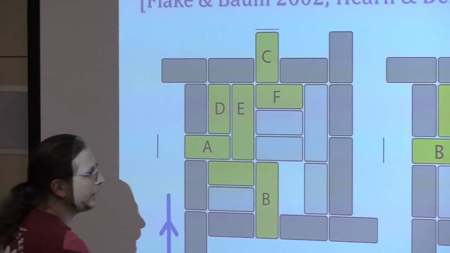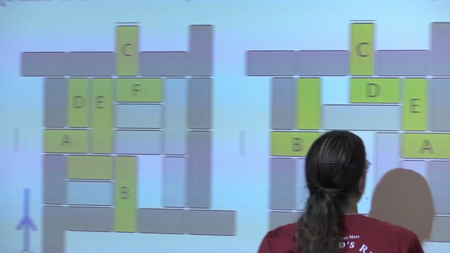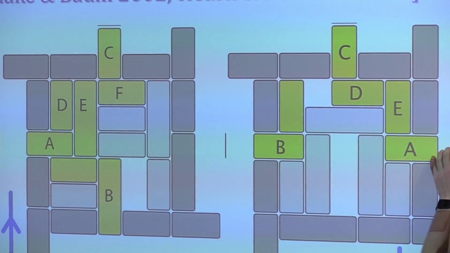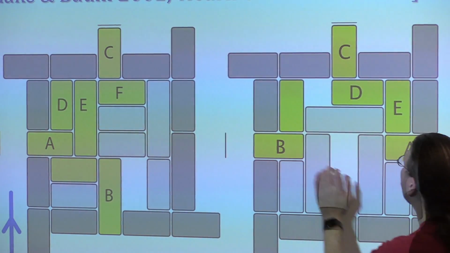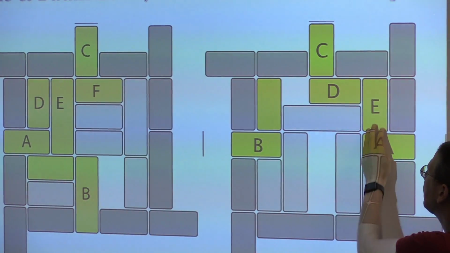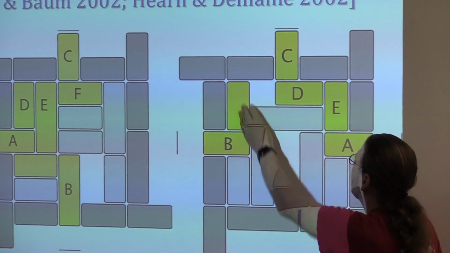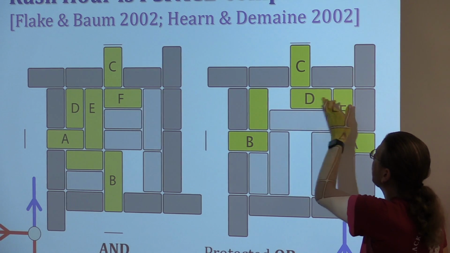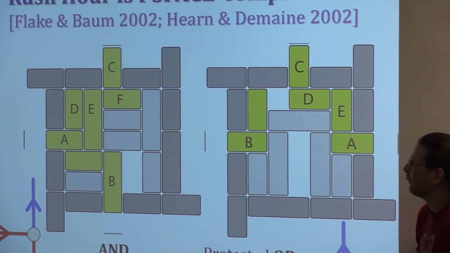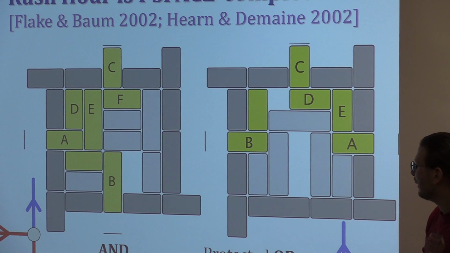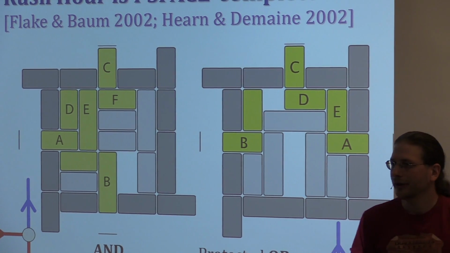Okay? On the other hand, this is an OR gate, or vertex. If A moves out 1 or B moves out 1, then either E can move down or this guy can move down. Once either of those moves down, D can move all the way to the right or all the way to the left, and then C can move down 1. Okay? This is called a protected OR.